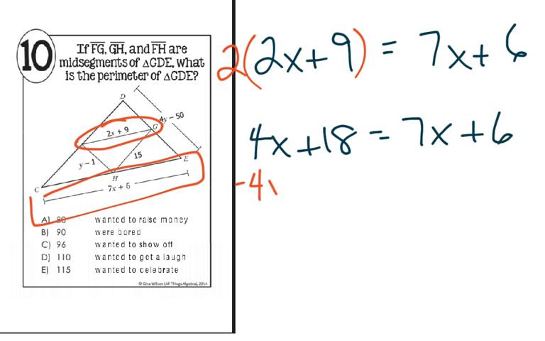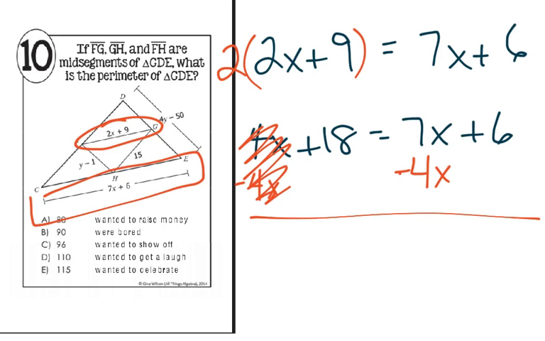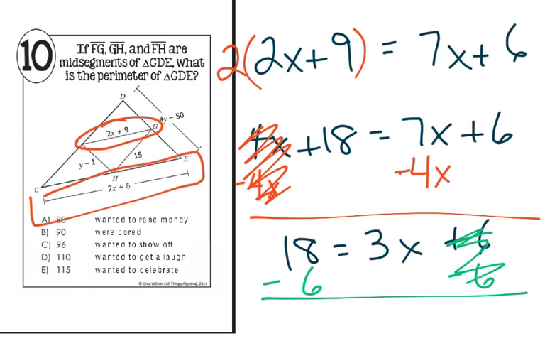I'm going to move the 4x because it's smaller. If I move the 7x, I'll get a negative x, which isn't horrible, but I usually try not to get negative x's if I can avoid it. And then I'm going to subtract 6. And I'm going to get 18 minus 6 is 12. And I'm going to divide by 3 on both sides.